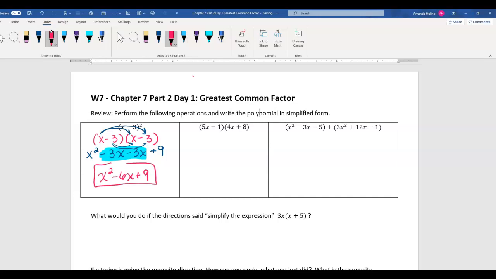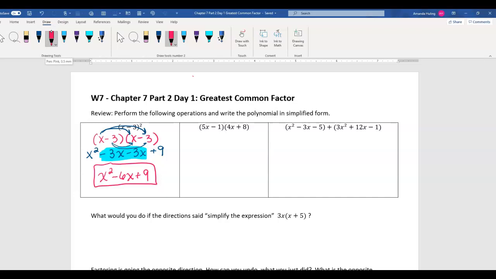So I end up with x squared minus 6x plus 9. Again, just a little refresher on some vocabulary. That is a quadratic because that highest exponent is 2. And it is a trinomial because there are 3 terms. In this second box, it's asking you to do the same thing, multiply. So I'm going to let you guys go ahead and do that one by yourself.